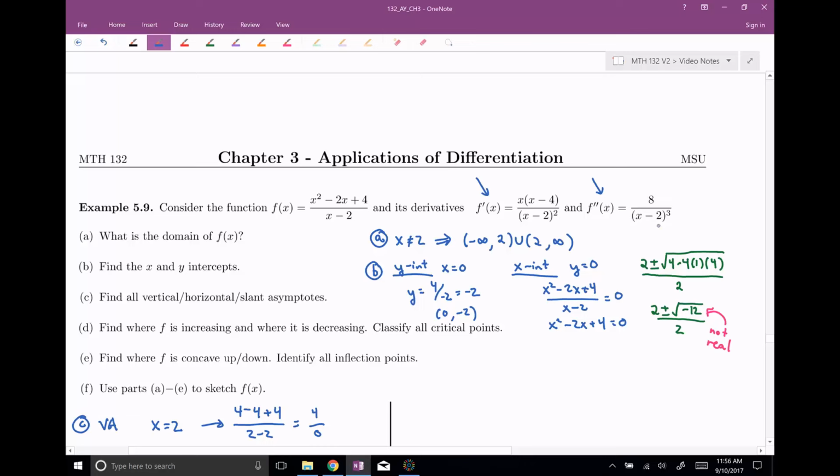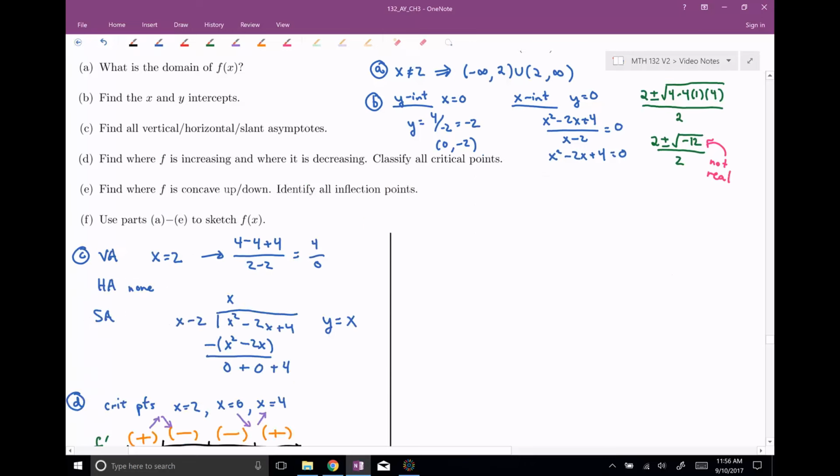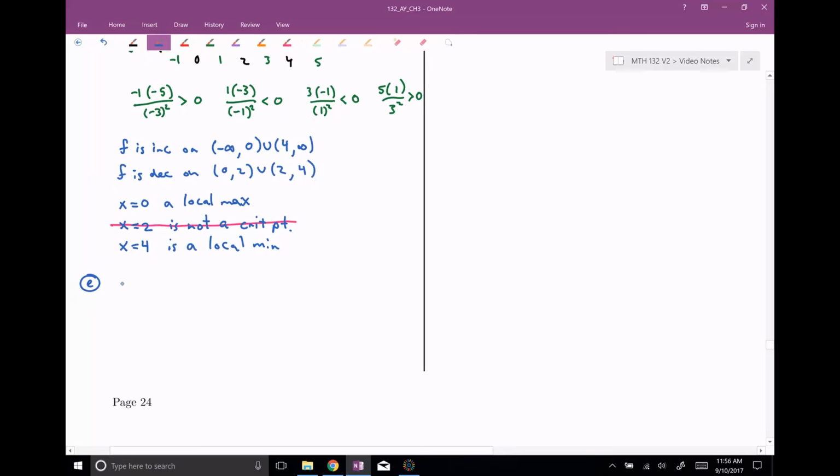When are you dividing by 0? And you would say at x equals 2. So at x equals 2, indeed, we are dividing by 0. So that's going to be one place where we need to break up our number line.